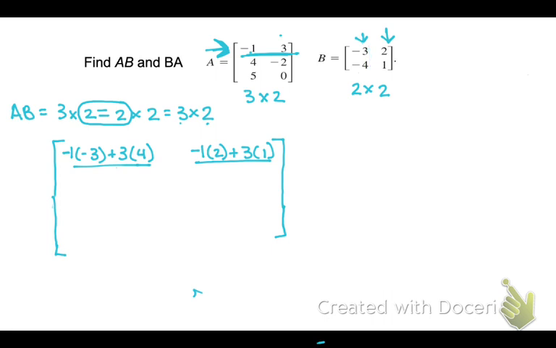Now I need to take the second row times the columns. So second row times the first column. How about I point to the second row, not the third row? So 4 times negative 3 plus negative 2 times negative 4.